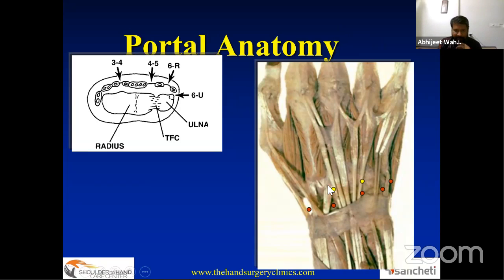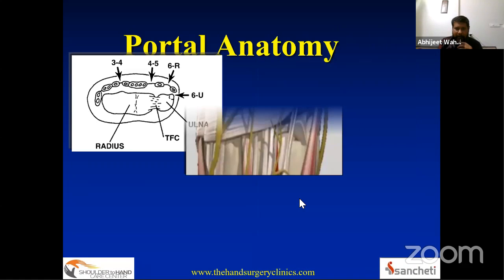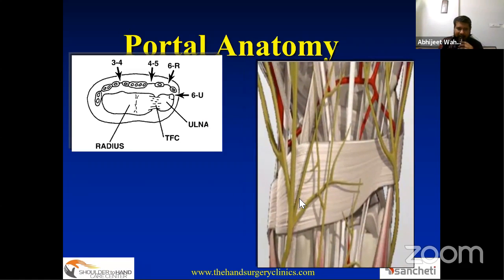And there are two portals. The one towards the radial aspect is the radial mid-carpal portal, and the one towards the ulnar side is the ulnar mid-carpal portal. So there are two mid-carpal portals. Now, it is extremely important to understand and to know the surface anatomy so as to not injure either the tendons or the dorsal sensory branches.